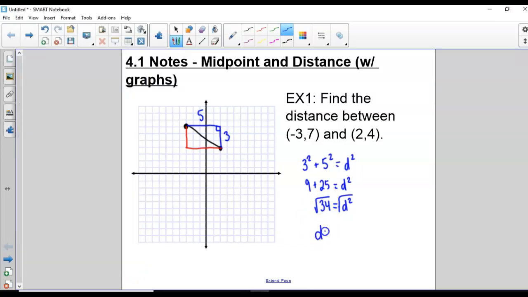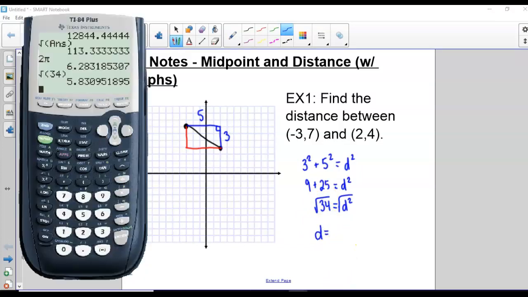So D is going to equal 5.8. Oh, how's that round? Because some of you guys can't round, and I know it. 5.831, because you're going to cut it off right here. The number behind that is a 9, which is 5 or bigger, so that rounds this up to a 1. So 5.831.